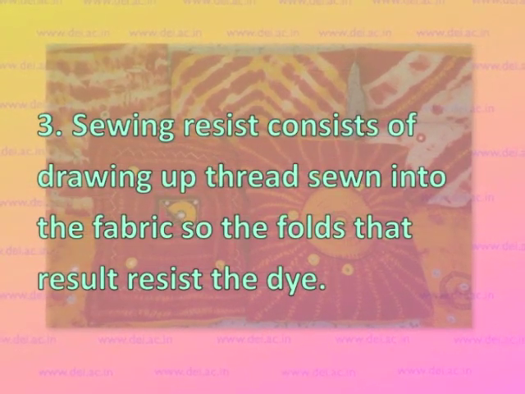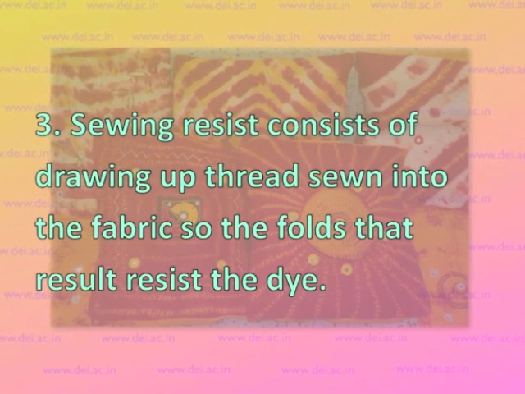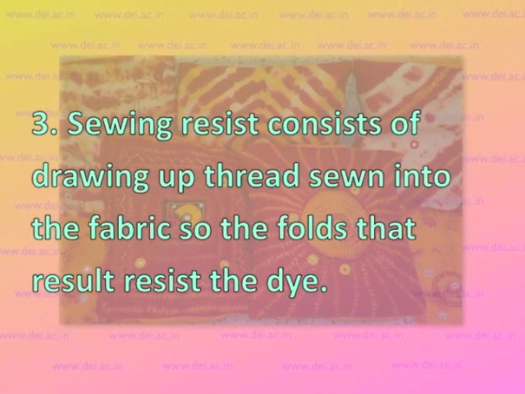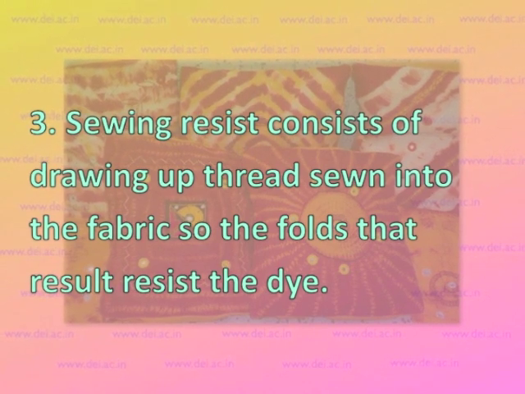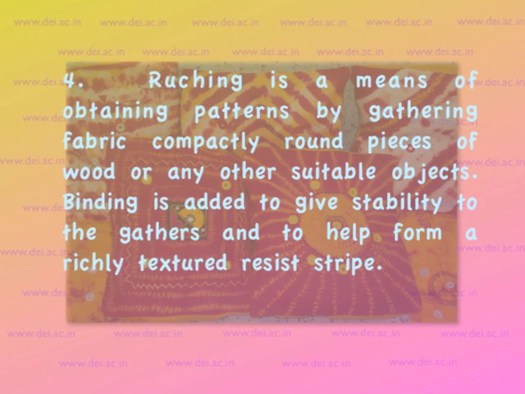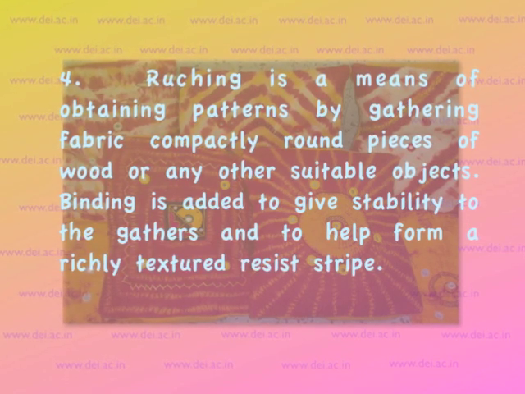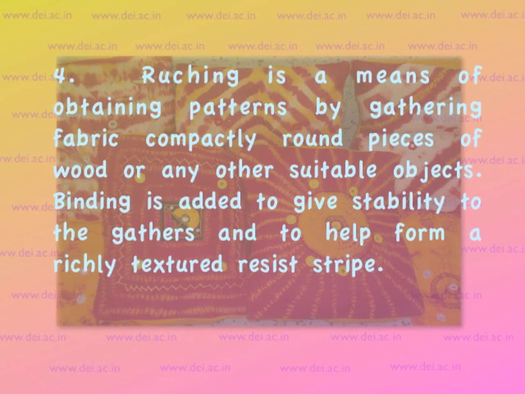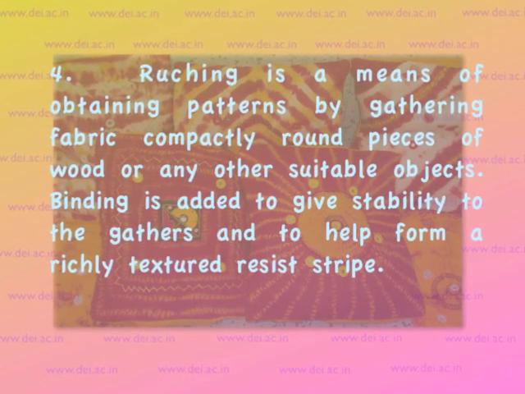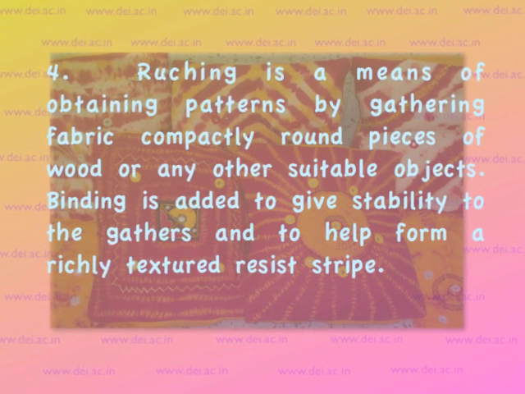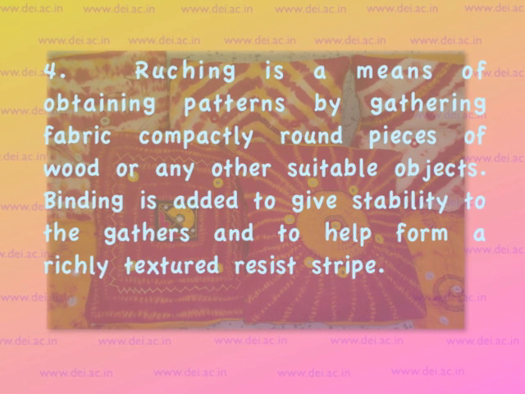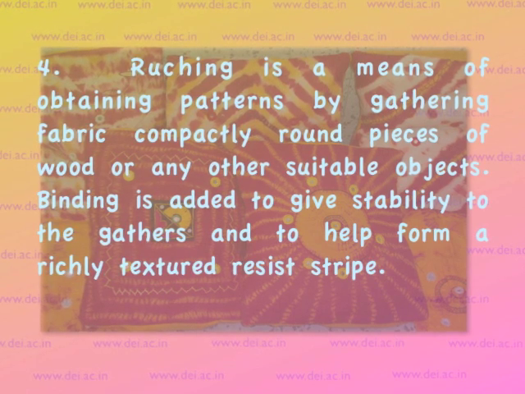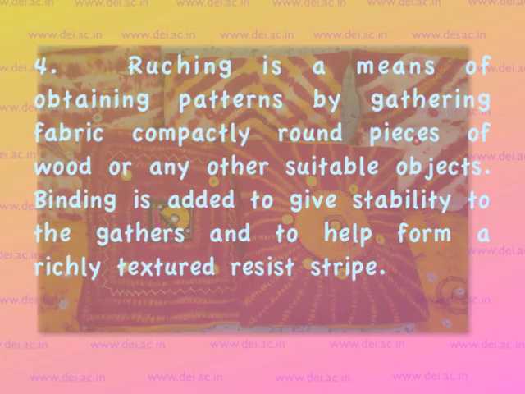Question number three: what is a sewing technique? The sewing technique is a resist that consists of drawing up a thread sewn into fabric so that the folds resist the dye. Question number four: what is ruching? Ruching is a means of obtaining patterns by gathering fabric compactly round pieces of wood or any other suitable objects. Binding is added to give stability to the gathers and to help form richly textured resist stripes.